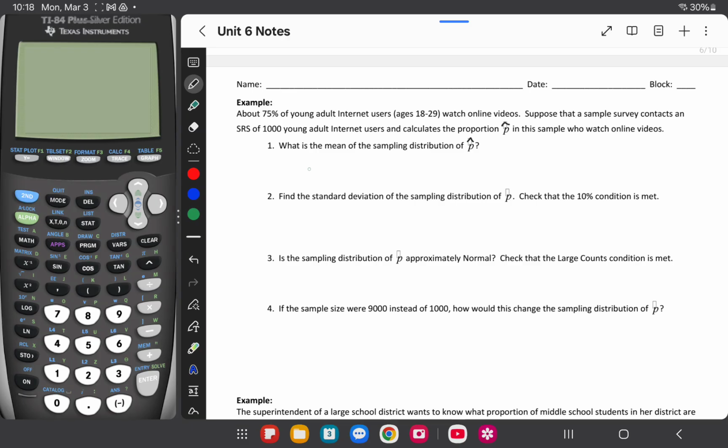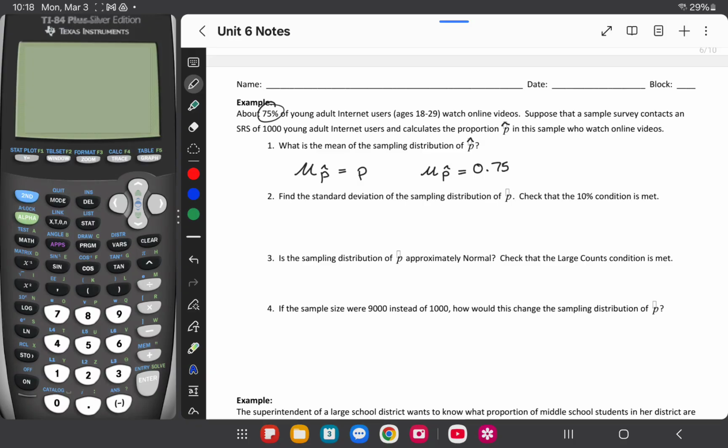Well, this is going to be pretty easy to find because remember the mean of p hat is just the same as your p from your population, and it told us that 75% of young adult internet users watch online videos. So what I can say is that the mean for my sampling distribution of p hat would be 0.75. It is going to be important, if you're not already in the habit of writing percents as decimals, to start to do that. So make sure that 75% as a decimal is 0.75.